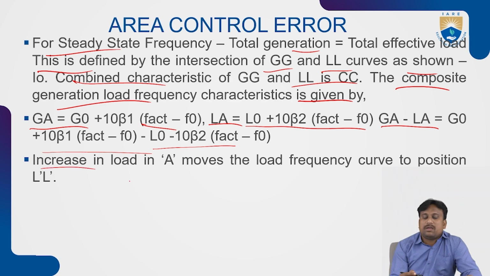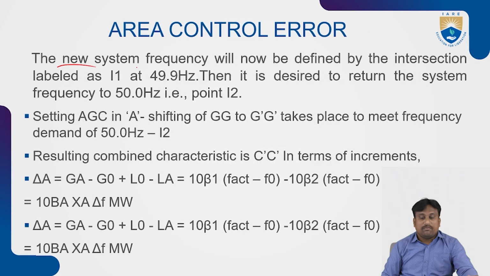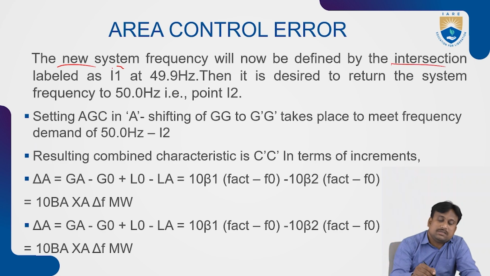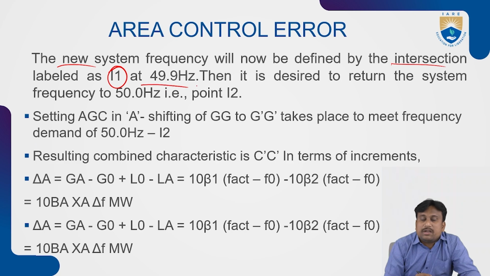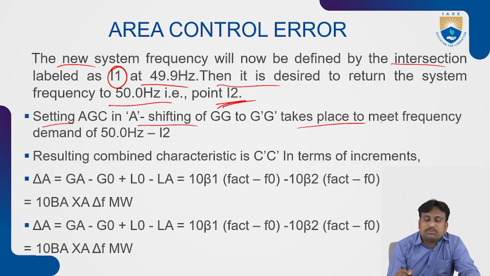An increase in load in A moves the load frequency curve to the position called L2L. The new system frequency is now defined by the intersection of the curves, represented by I1 at a frequency of 49.9 Hz. It is then desired to return the system frequency to about 50 Hz, that is, to the point of intersection I2. So the AGC setting causes a shift of the generation curve to meet the frequency demand of about 50 Hz, at the point I2.